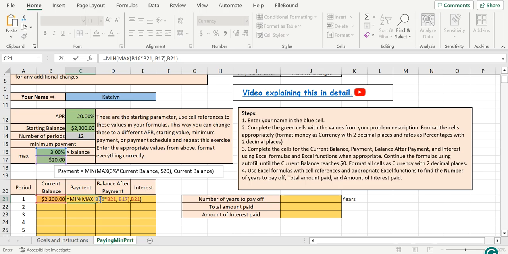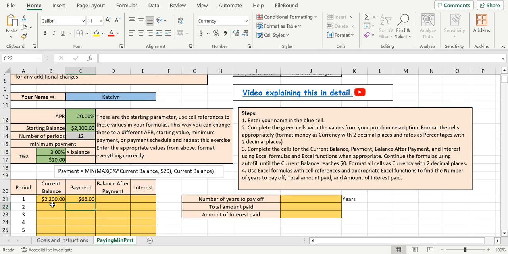We want to go ahead and lock the cell references to those values, but do not lock the cell reference to the current balance. So I'm going to put $ signs into my cell references to my percentage of the current balance, my 3%, and then my fixed minimum, which is that $20. And then the cell reference that is cell referencing my current balance, my 2200, I'm leaving that without the $ sign so it can update as we autofill down the table.